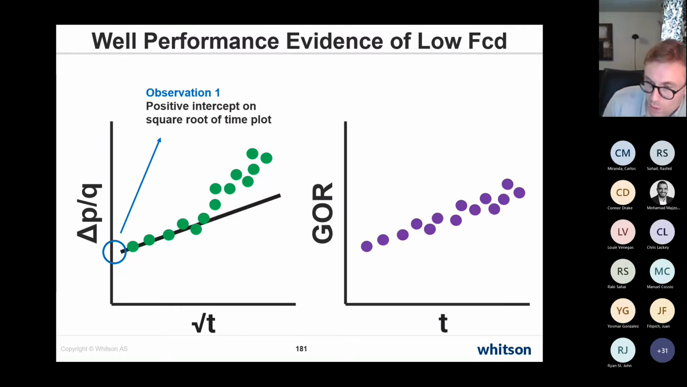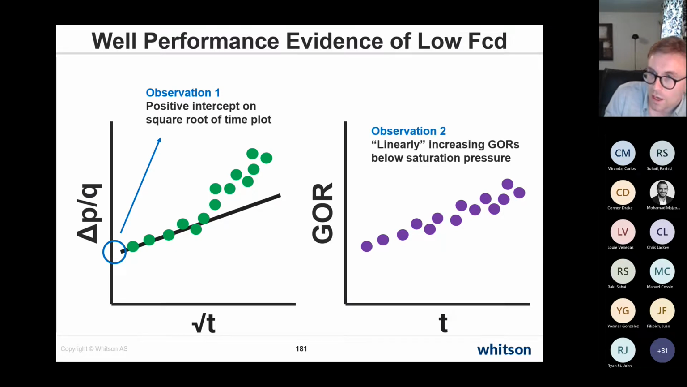It's not shooting up when you go below the saturation pressure, but it's kind of steadily increasing, like what we see on the plot here. That can also be an indication of a low fracture connectivity system. It will also be super cool to see if others in the audience have other ways of justifying a low FCD or not.